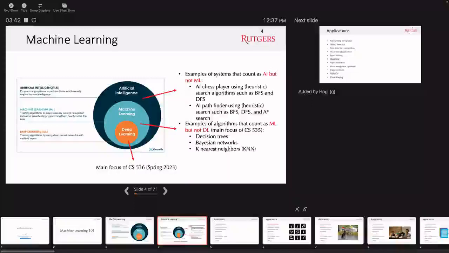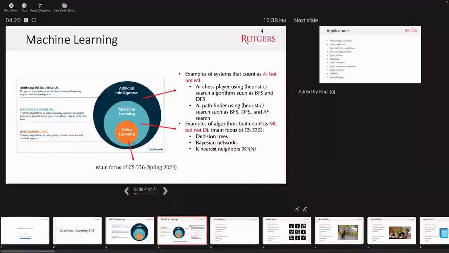What are the examples of algorithms that count as machine learning but do not count as deep learning? These are actually the main focus of Machine Learning 1 last semester. The examples include decision tree, Bayesian networks, k-nearest neighbor, logistic regression, linear discriminant analysis. The list goes on and on. These are traditional machine learning models, but they do not use neural networks. Most of them are actually linear or generalized linear models.